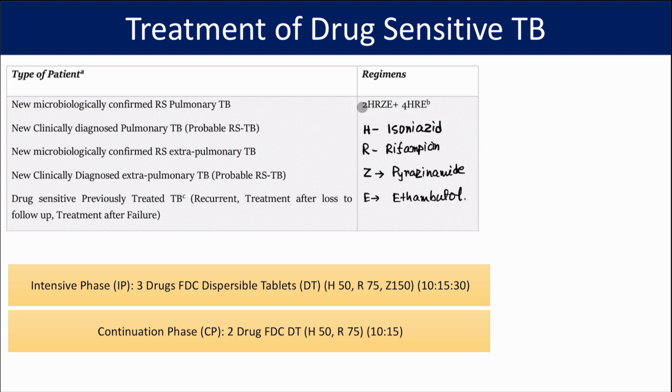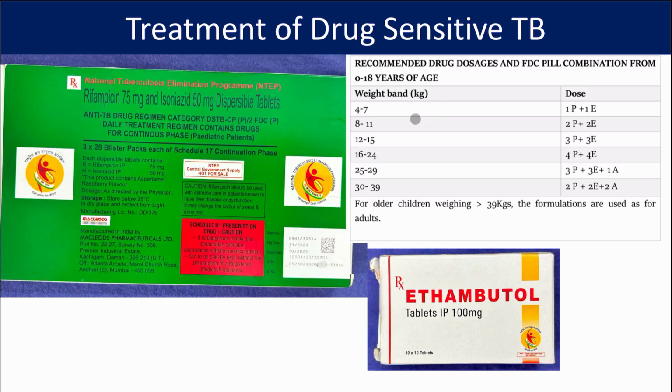That means 2 months of HRZE. H means isoniazide, R is rifampicin, Z is pyrazinamide, and E is your ethambutol. So these 2 months of intensive phase followed by 4 months of continuation phase. In the continuation phase, there are 3 drugs, that is isoniazide, rifampicin, and ethambutol. So look here, in the fixed dose combination, this patient was getting rifampicin and isoniazide. Therefore, the patient was on continuation phase.